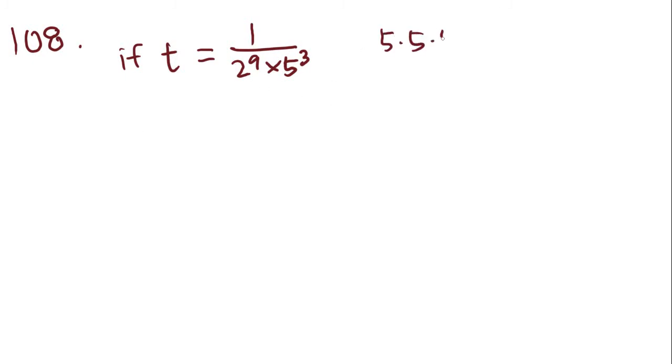Number 108, if t equals 1 over 2 to the 9th times 5 to the 3rd, and it's a terminating decimal, how many zeros will t have between the decimal and the first non-zero digit? Okay, how would we solve this? Let's see, we can't simplify these. These are already primes. Let's just figure out what it is. 5 times 5 times 5, that's 25 times 5, 125. So that's 125.